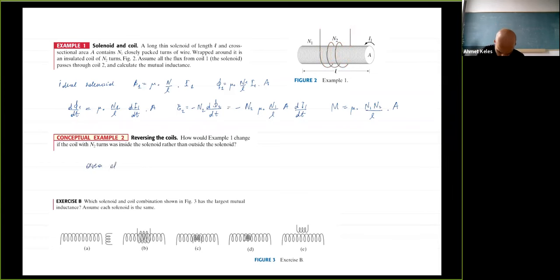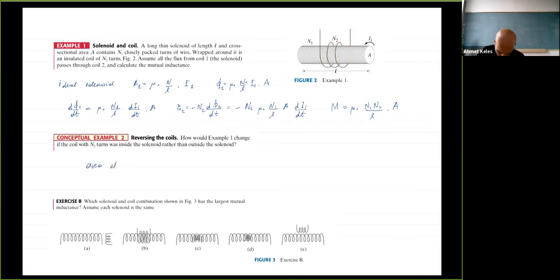This one has smaller area, this one has bigger area. So this one definitely has bigger flux through it. So this one is going to have the largest, this one, like B, has largest M.